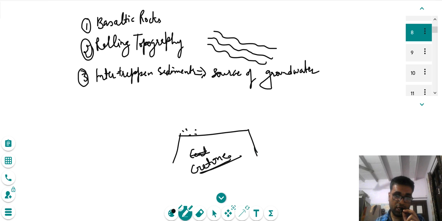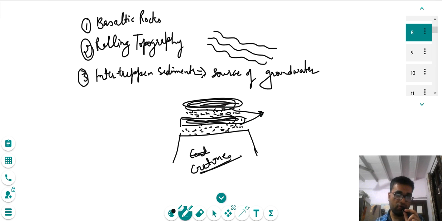After this craton, you have some sedimentary part, right? And upon this sedimentary part, you have an impermeable layer of basalt here. And upon this impermeable layer of basalt, you have again the sediments, the sedimentary basin. Upon these sedimentary basins, you again have the impermeable layer of basalt, right? So these intertrappan sediments are the source of aquifers, right? But these are poor quality aquifers.